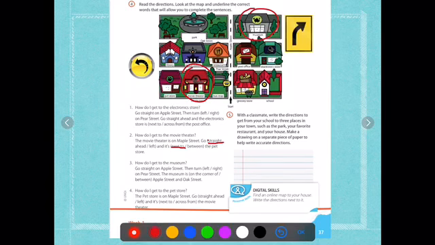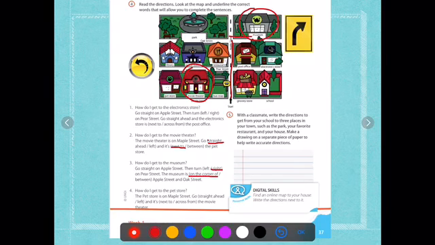Go straight on Apple Street. It's this one here. Then turn right or left? Turn right. Excellent. Okay, just follow whatever they are saying and check to see if it is correct. The museum is where? In the corner or between? Where is it? On the corner. Very good.